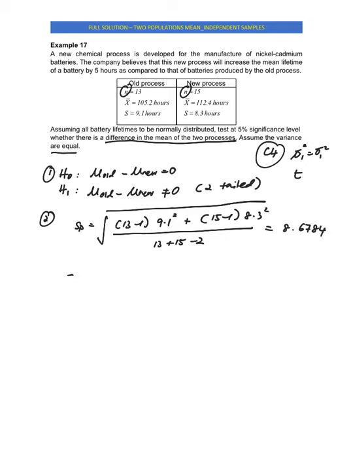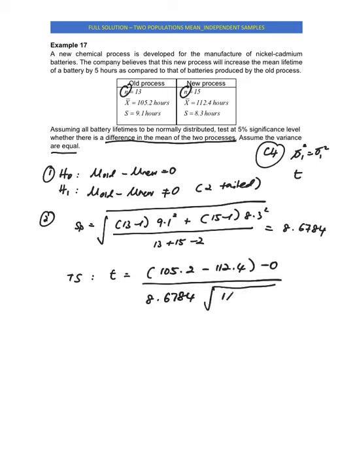Test statistic. So our test statistic is, kita akan guna t, X bar 1 minus X bar 2, 105.2 minus 112.4 minus 0 over Sp, 8.6784 square root 1 over 13 plus 1 over 15. And finally we get negative 2.1894.